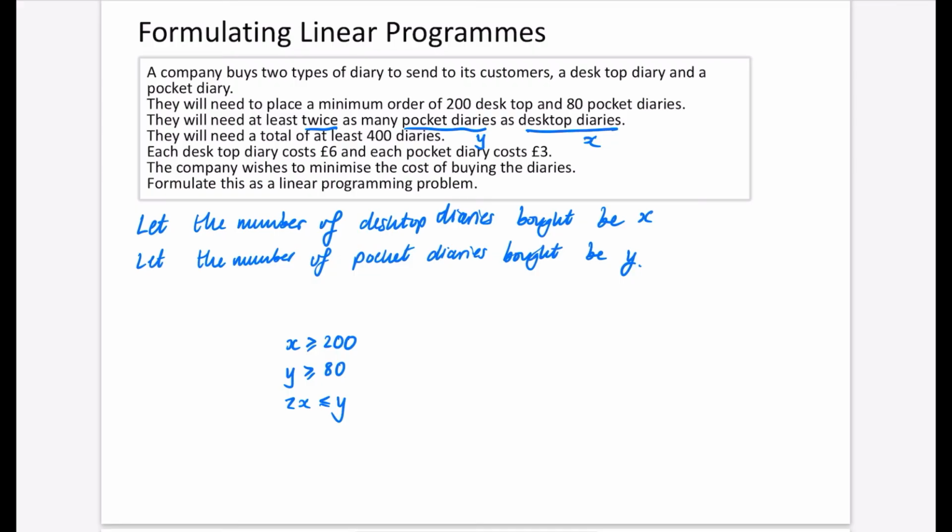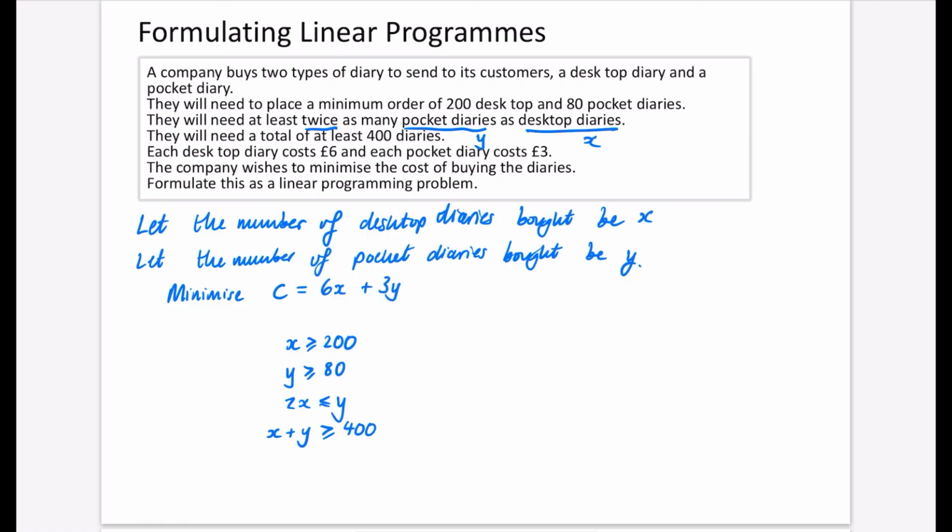We've then got this statement that says we need a total of at least 400 diaries. Well, the total would be the number of the X diaries and the Y diaries, and it needs to be at least 400, which means X plus Y is greater than or equal to 400. It says that the company wishes to minimize the cost. So we are going to try and minimize our cost function. You can either use C or P. I'm going to use capital C here. Now, a desktop diary is £6, so the total cost would be 6 times the desktop diaries plus £3 multiplied by the pocket diaries.